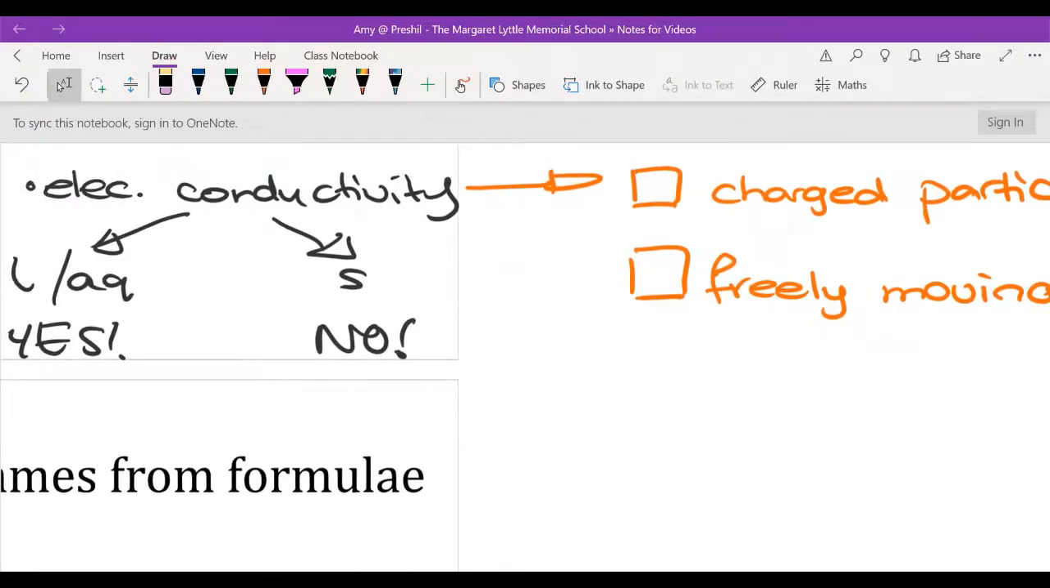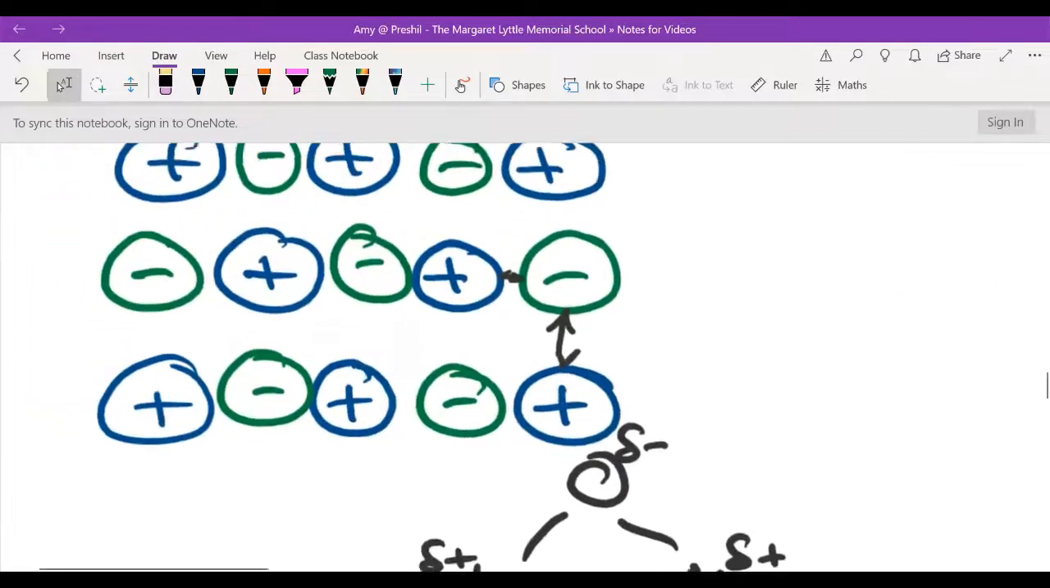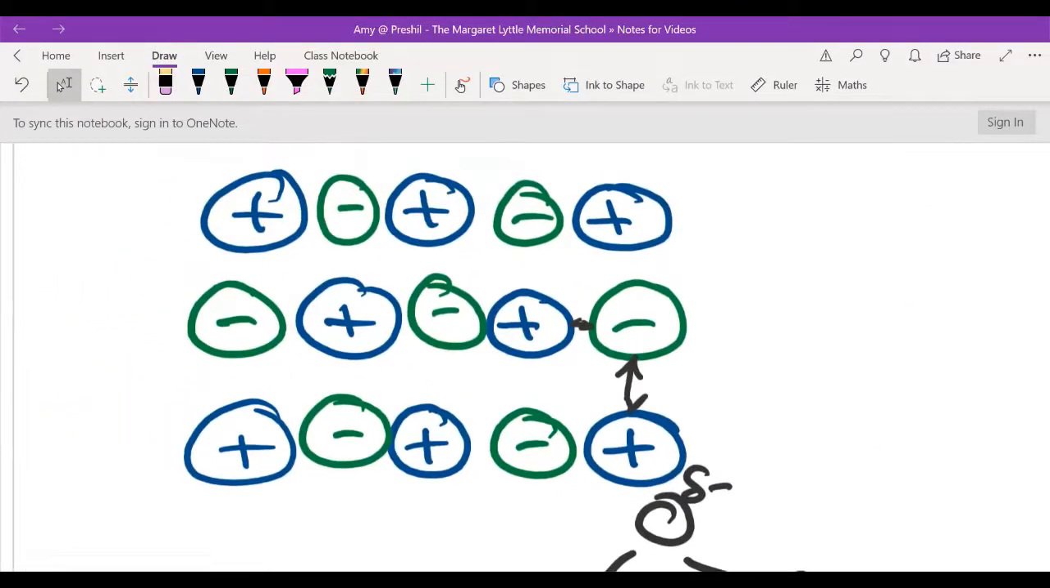So let's start by looking at this lattice as a solid. I have charged particles. I've got my cations and my anions, but those charges are locked into that lattice. They can't go anywhere. So this thing has the charged particles, but it doesn't have them moving. That means that this is not going to conduct electricity.